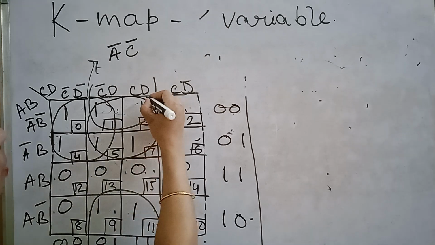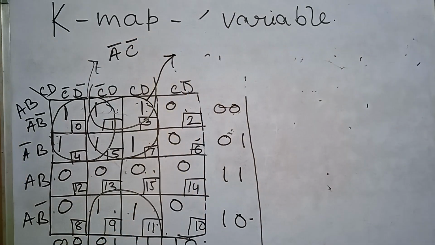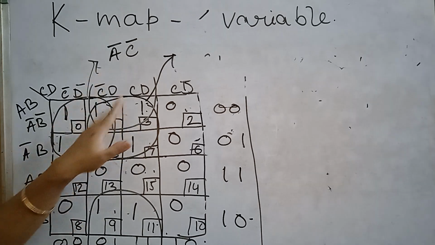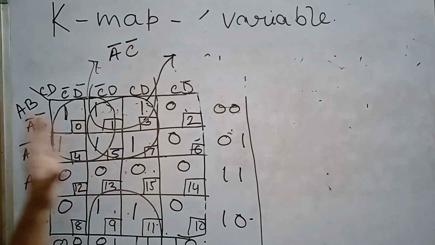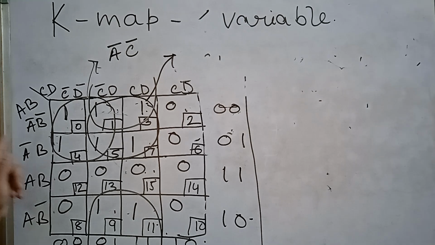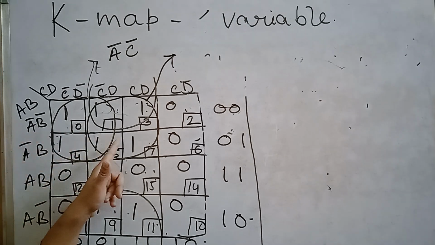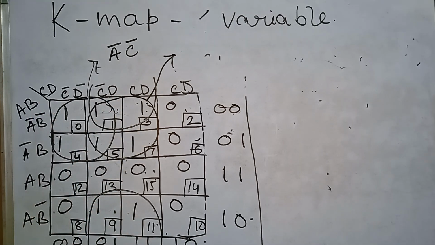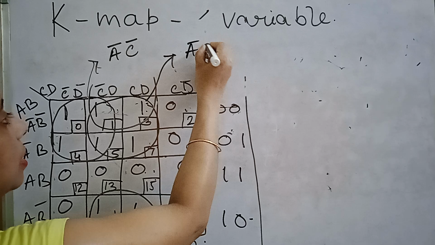Now what should be the expression for this group? There are 1, 2, 3, 4 ones. So what should the expression be? That is the common variable form for all these 4 ones. Now what is common? In terms of row, A bar is common. In terms of column, what is common? D. So A bar D.